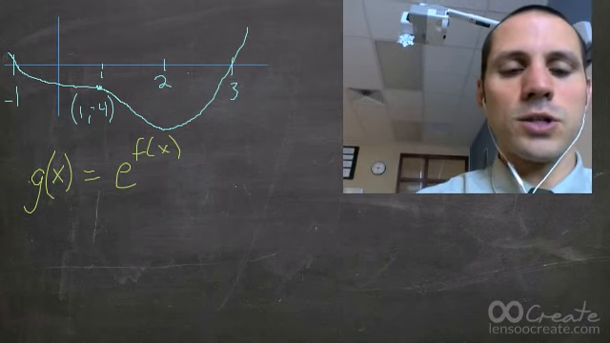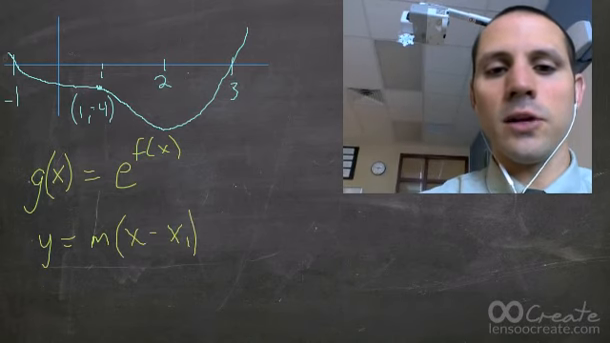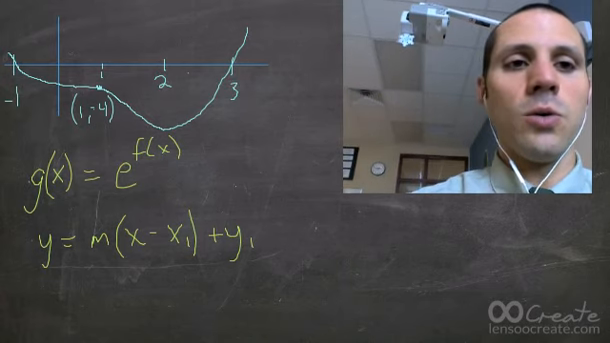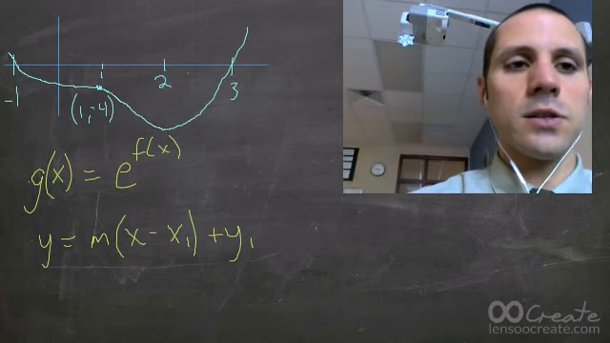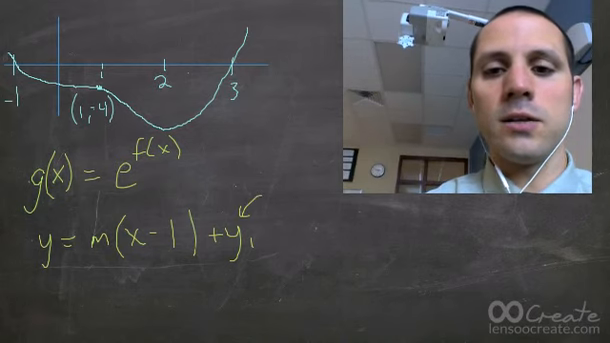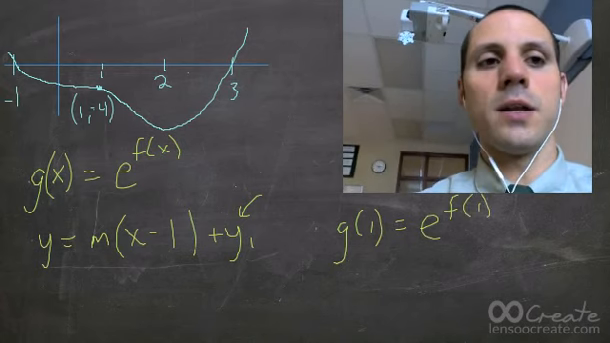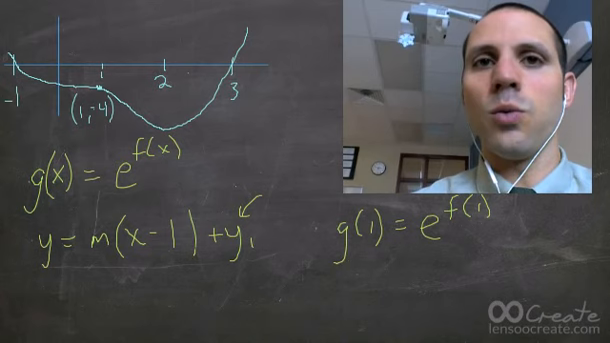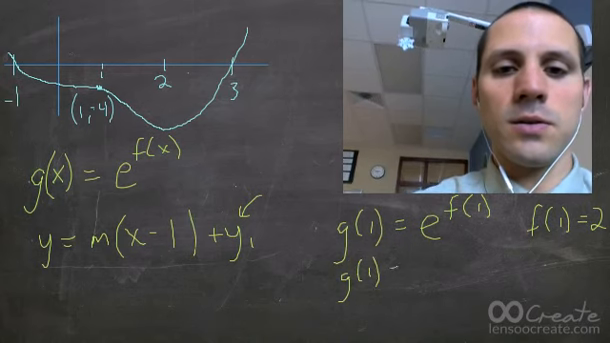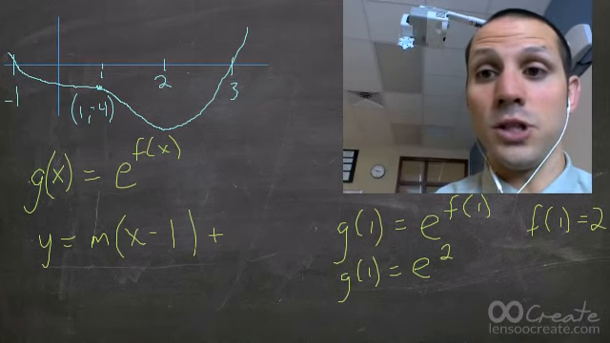To write the equation of a tangent line, we have to write the equation of a line. Y equals m times x minus x1, plus y1. Let's go ahead and fill it in. We know that we want it when x is 1. So let's put that there. To find y1, we need g of 1, which would be e to the f of 1. From the function, we know that f of 1 equals 2. So our y value, g of 1, should be e squared. So I'm going to go ahead and put that right there.